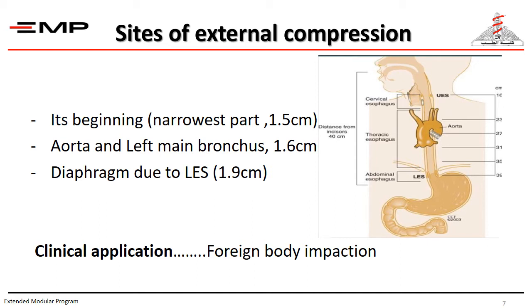The second compression is from the aortic arch and left main bronchus, and the lumen in this area is about 1.6 cm. And the last compression is at its passage through the diaphragmatic hiatus or esophageal hiatus and the lower esophageal segment. It is about 1.9 cm. And of course, these are the sites where a foreign body becomes impacted, causing obstruction of the esophageal lumen.